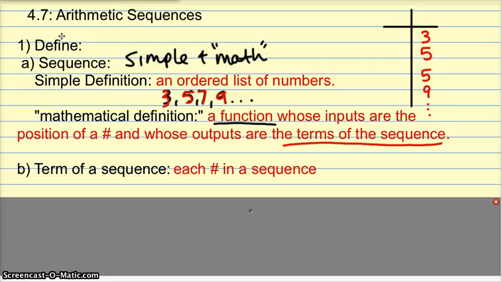The inputs are the position. So the number 3 is the first number. 5 is the second number. 7 is the third number. And 9 is my fourth number. So all of these, if you want to think of them as x's, are the positions. And your y's, your outputs, are the actual terms.